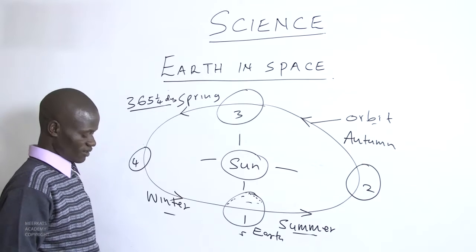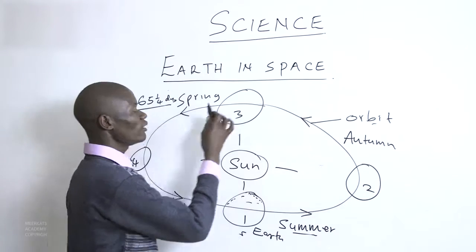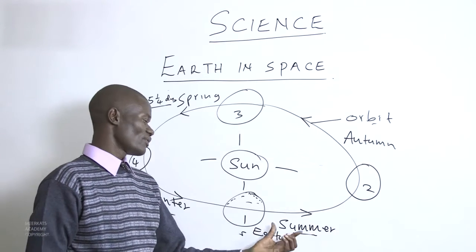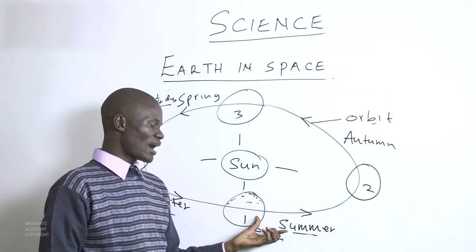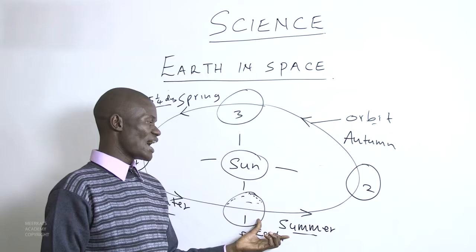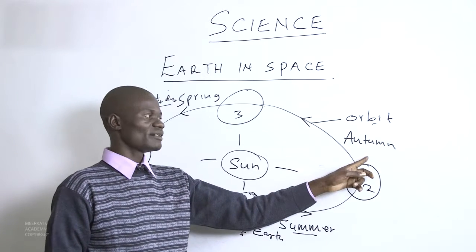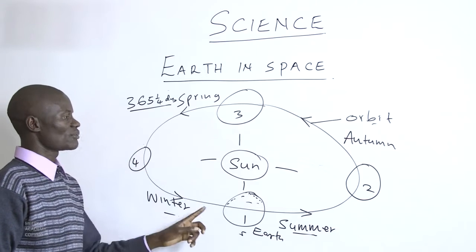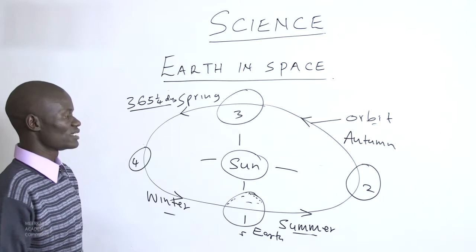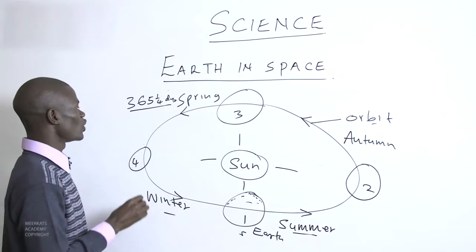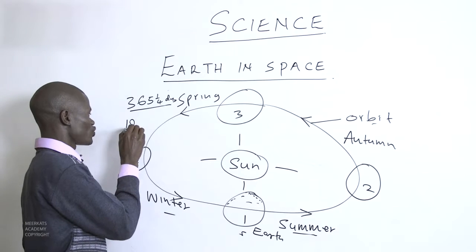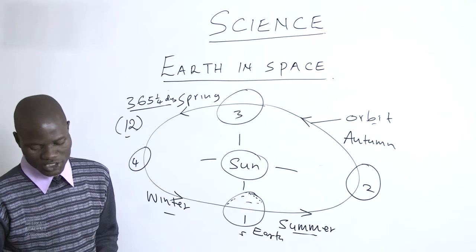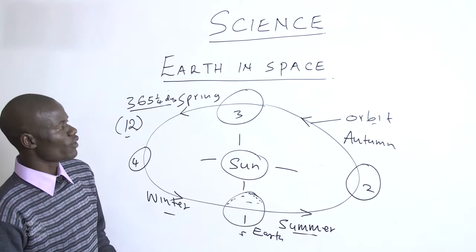Now, from one season to another, we are also able to calculate or identify the number of days. For example, during the summer season, how long will it take for the Earth to reach autumn? At the same time, how long will it take to reach the winter season, so that we can begin another season? These 4 seasons circulate along the Earth in a period of 12 months. We'll look into it as we move on.